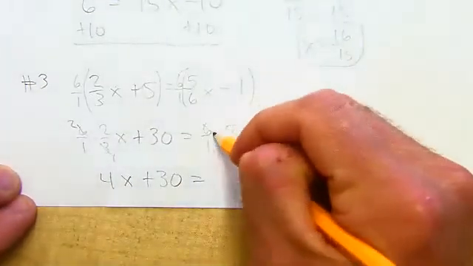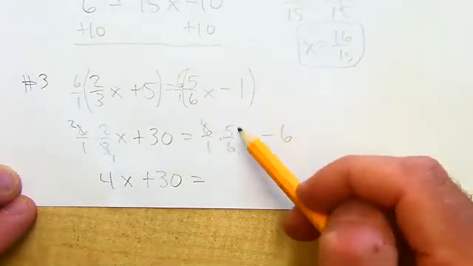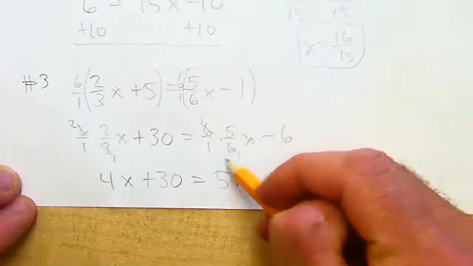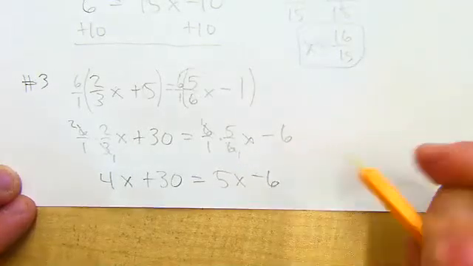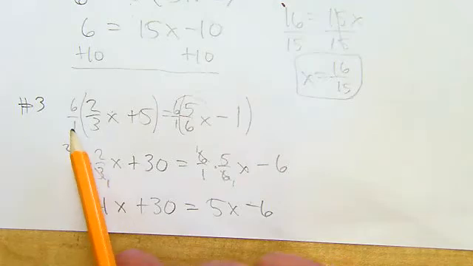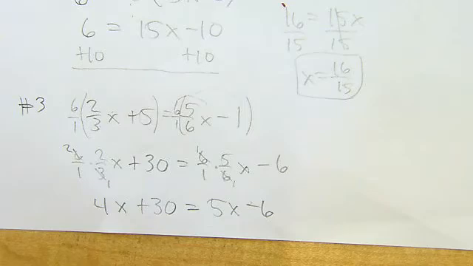And here the 6's cancel out completely to just 1's. So really I just got 5x over 1, which is just 5x. Now I've got a pretty simple equation to solve. So the key is to multiply by something, which is the least common multiple of these two, which actually winds up canceling out all the fractions.